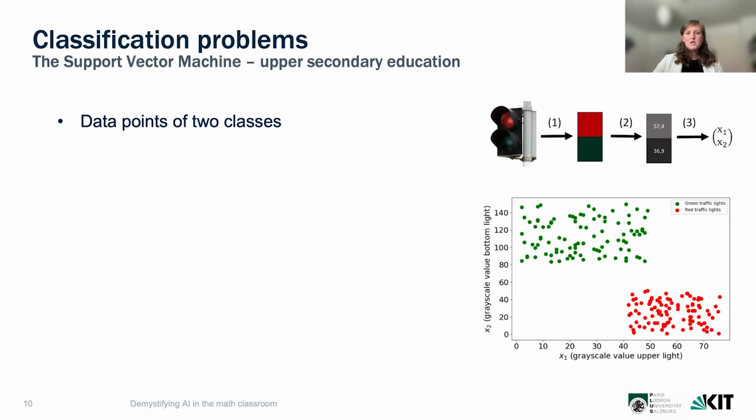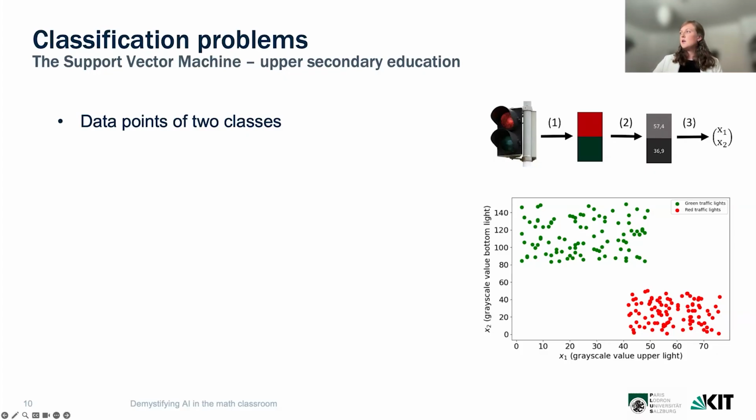The starting point for this teaching and learning material is the problem of classifying images of traffic lights into red and green. As images are quite complex data for students, also for upper secondary students, we reduce this problem heavily by just picking one pixel from the upper light and one pixel from the lower light. Then we end up with this red-green representation of the traffic light. To simplify it even further, we transform it into a grayscale image. And we end up, for each traffic light, with a two-dimensional data point. This is something students at high school level can actually work with.